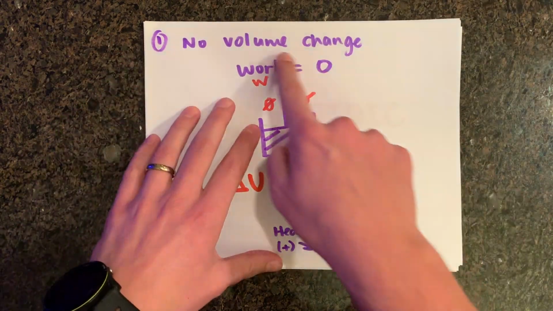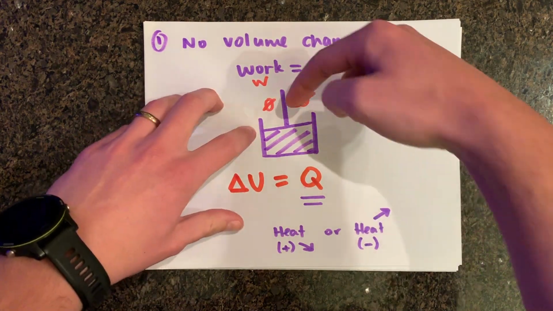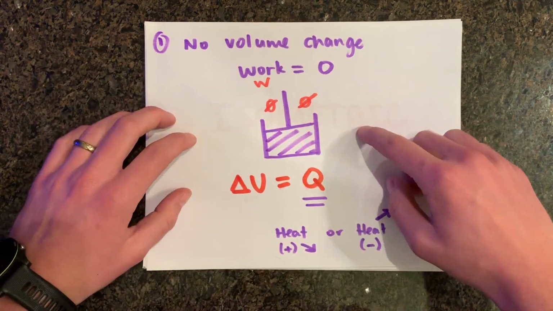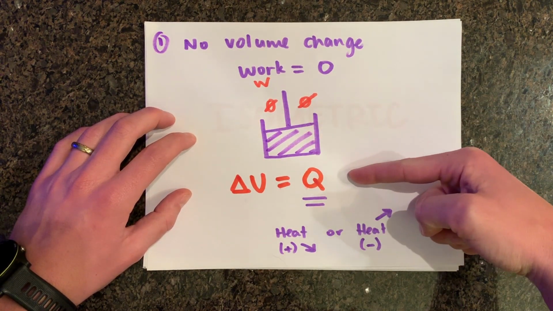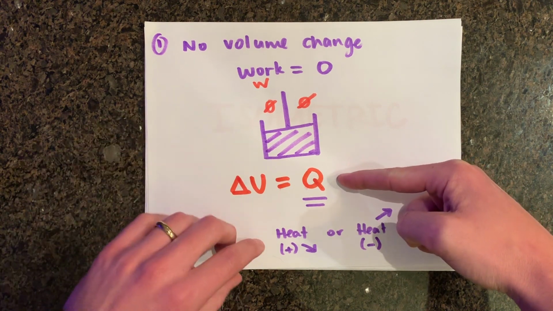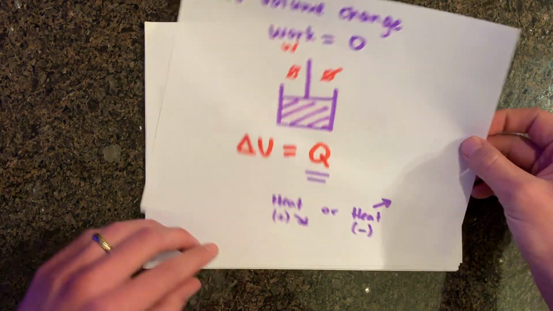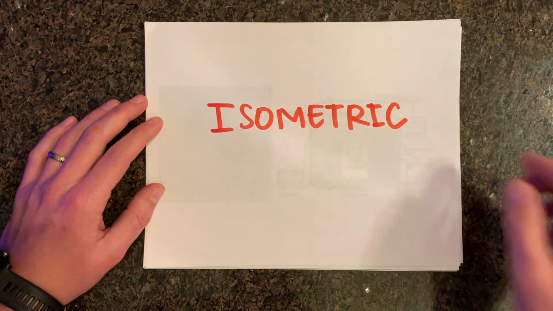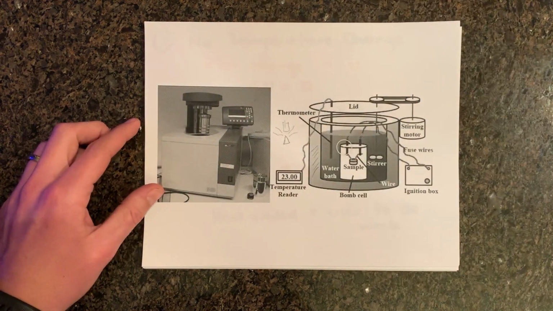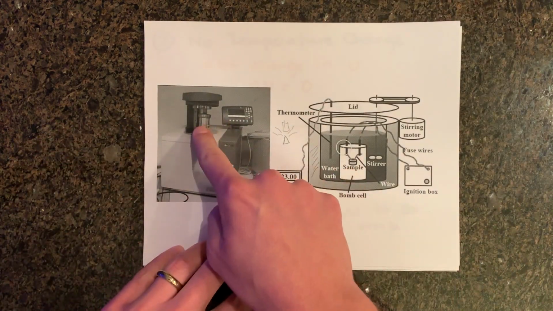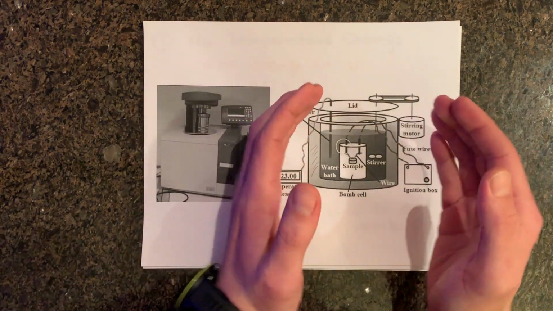If a process occurs where there's no change in volume for the system, this means that no pressure volume work can be done on or by the system, so work is zero. In such a case, delta U equals Q. Any change in internal energy must be the result of heat transferred in or out. We call this an isometric process, meaning no change in volume. An example of this would be a bomb calorimeter, where a combustion reaction produces a change in temperature, but the rigid walls result in no change in volume.